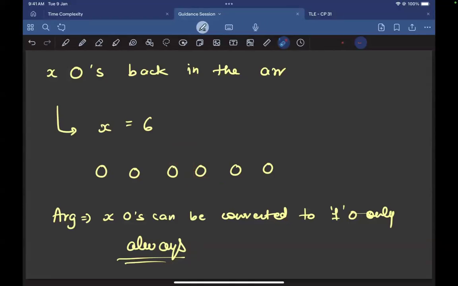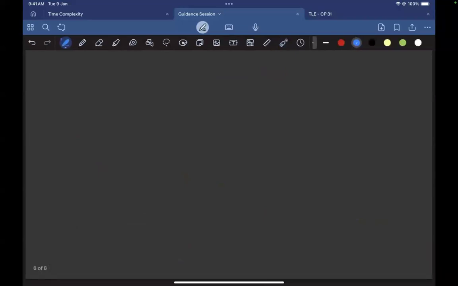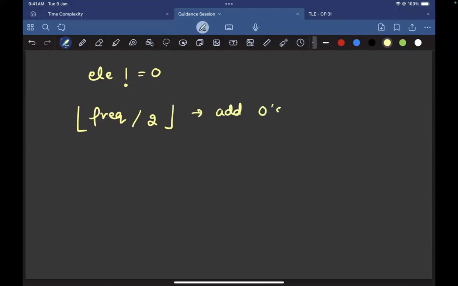Clear? So now I have a very simple greedy-based strategy. Let us start with every number which is not 0 right now. For any element that is not equal to 0, I'll make sure that I first extract the pairs. So whatever is the frequency by 2, I add that many zeros, and that frequency mod 2 gets left behind.